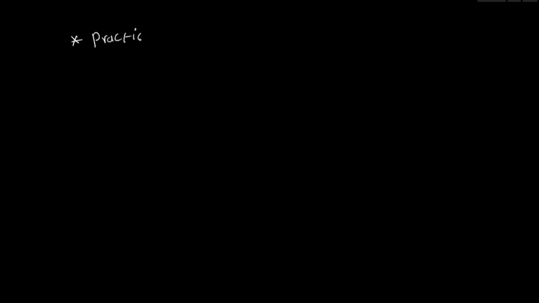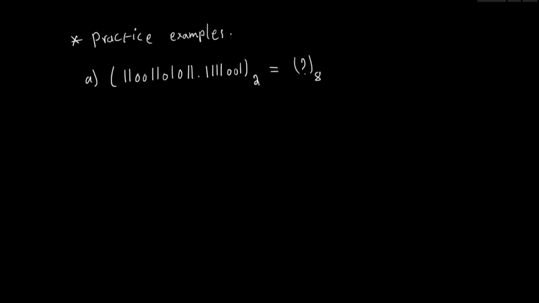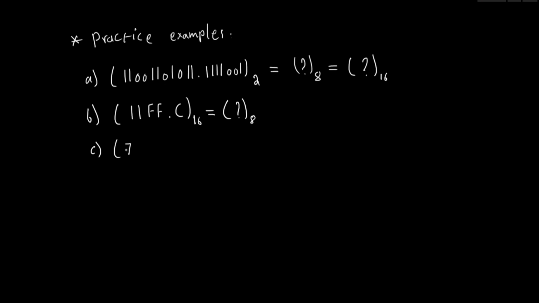I'll leave you with some practice examples to practice on your own. The first one, A, is 1100111011.11111001 binary in the octal and the hexadecimal system. The second one, B, is 11ff.c hexadecimal in the octal system. The third one, C, is 757.7 octal in the hexadecimal system.